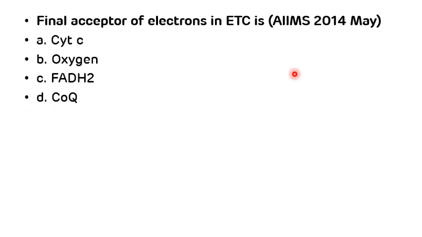Then, the final acceptor of electron in the electron transport chain is, which was asked in AIIMS May 2014. The options are cytochrome C, oxygen, FADH2, and coenzyme Q. The final acceptor of electron in the electron transport chain is oxygen. After accepting the electron, it gets converted to H2O. So that is B.